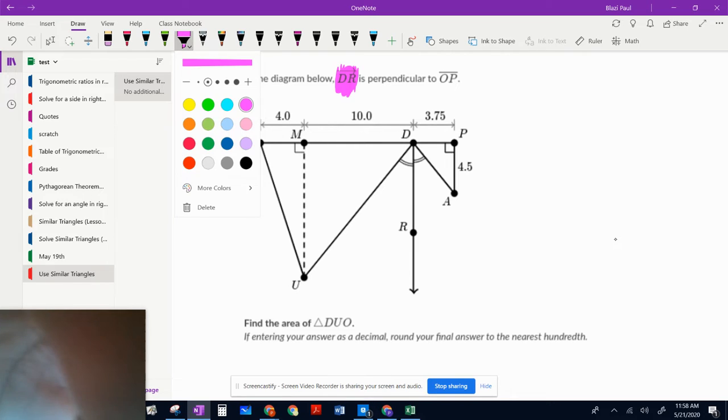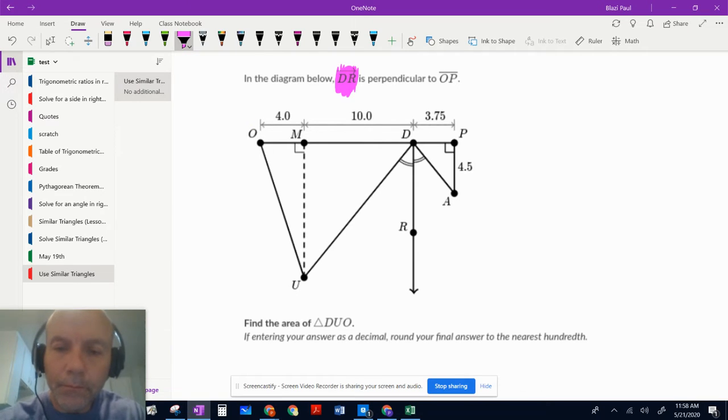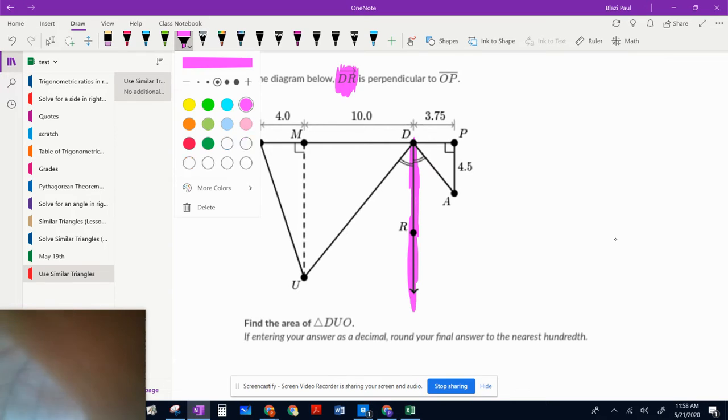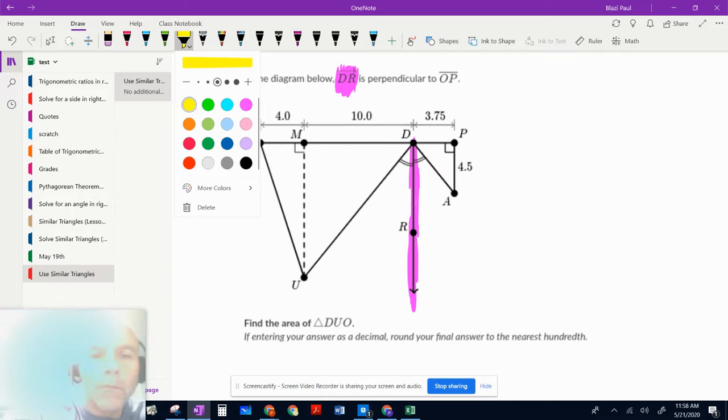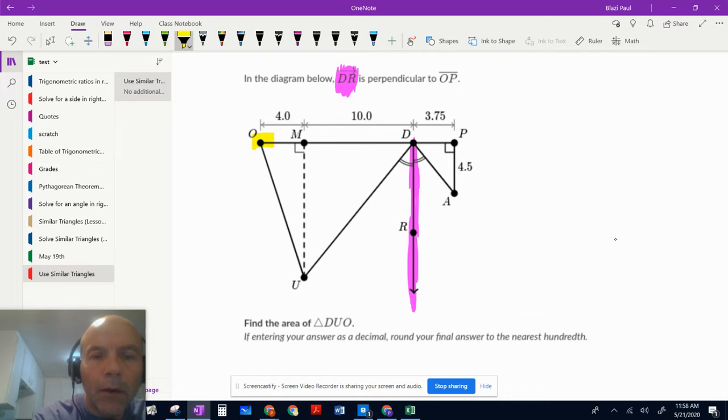Let me make this a little wider. Ray DR is right here. Okay, there's DR. It is perpendicular to segment OP. Where's OP? OP is right here. Okay, so we can see that those are indeed perpendicular.